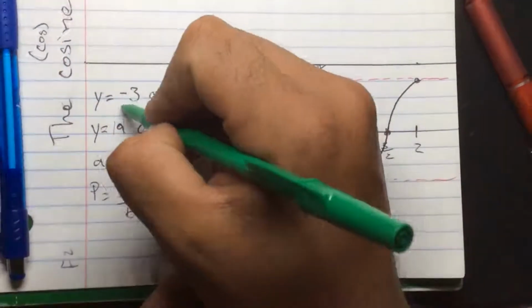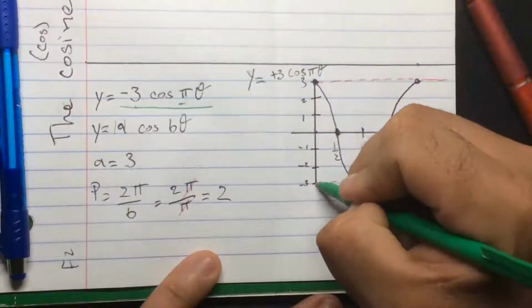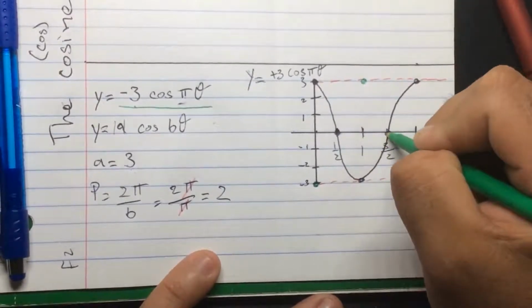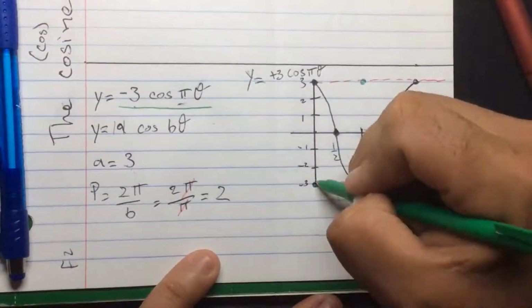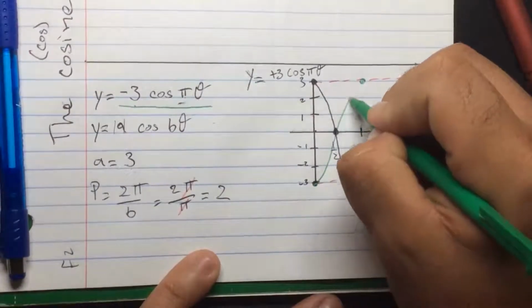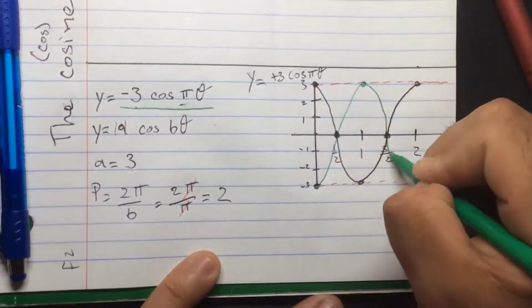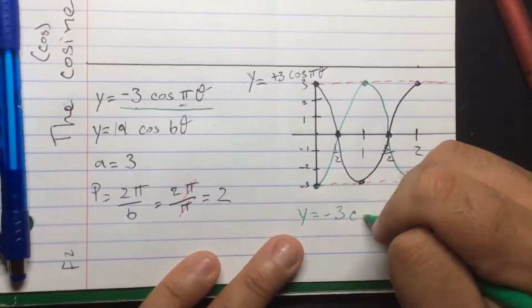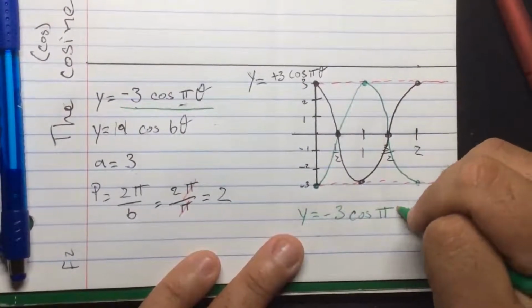So this is going to be our negative 1, which means we're going to start at negative 3, still going to be here at 0, then go to positive 3, negative 3, and then 0. So we're going to graph this here, do a nice little curve, and bam. So this one is going to be our y is equal to negative 3 cosine pi theta.